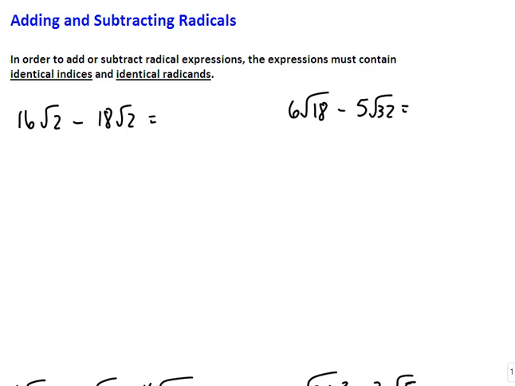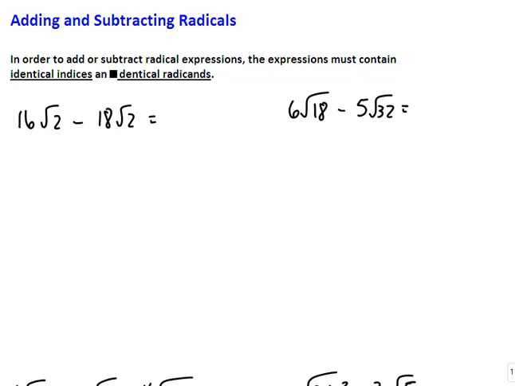In order to add or subtract radical expressions, the expressions must contain identical indices and identical radicands. That means the kind of radical that you're taking, for example a square root or a cube root, has to match, and the numbers under the radicals, which is called the radicand, must match as well.